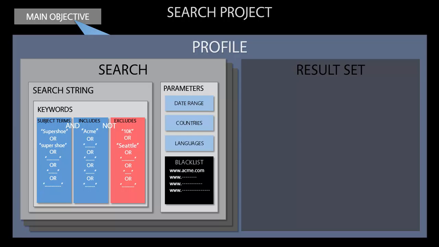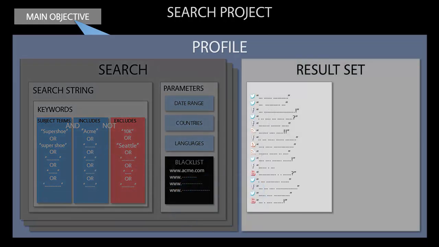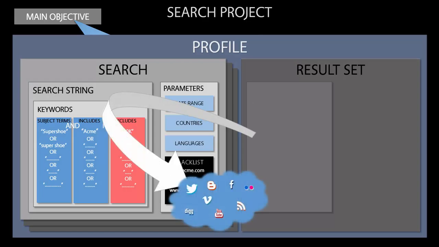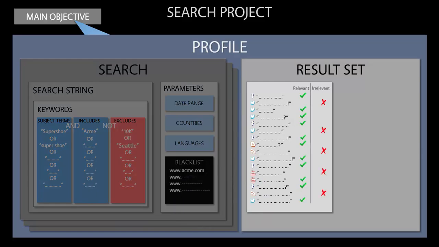When you've completed building your search, SM2 runs it on thousands of internet sites and returns a result set of all social media content matching the search criteria. However, even the most sophisticated search will always return a certain percentage of irrelevant results. As you look through your result set, you will inevitably discover many results which, while they technically satisfy the criteria established by your search, are not actually relevant to the search project's main objective. At this point, you may choose to go back and further refine and rerun your search to increase the percent of relevant results. You can also simply block irrelevant results.